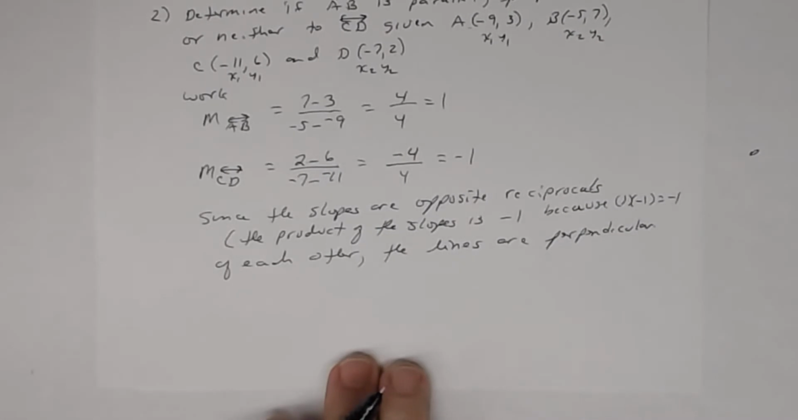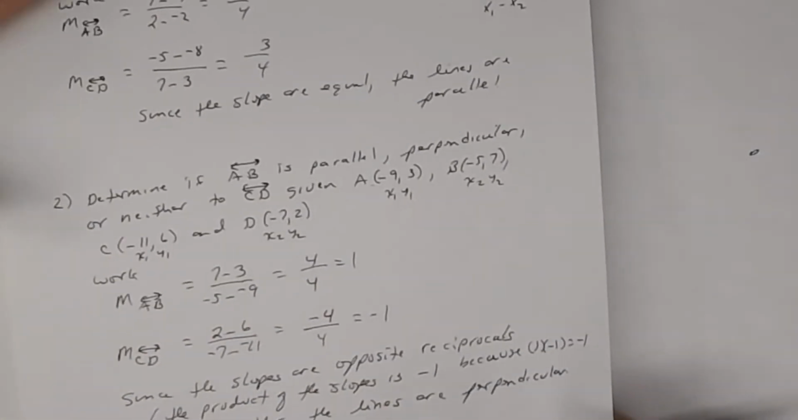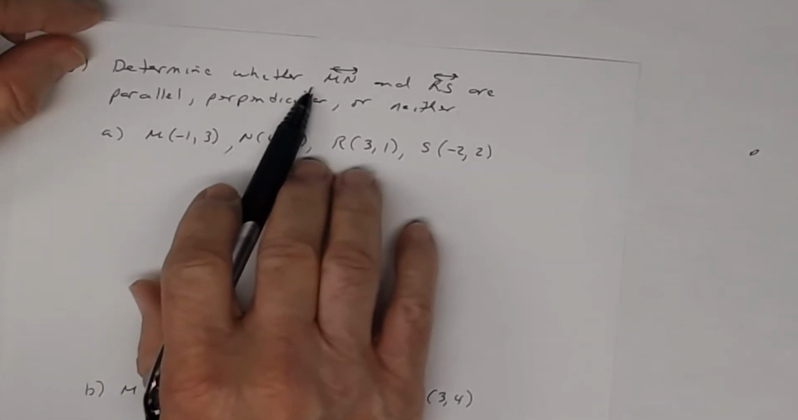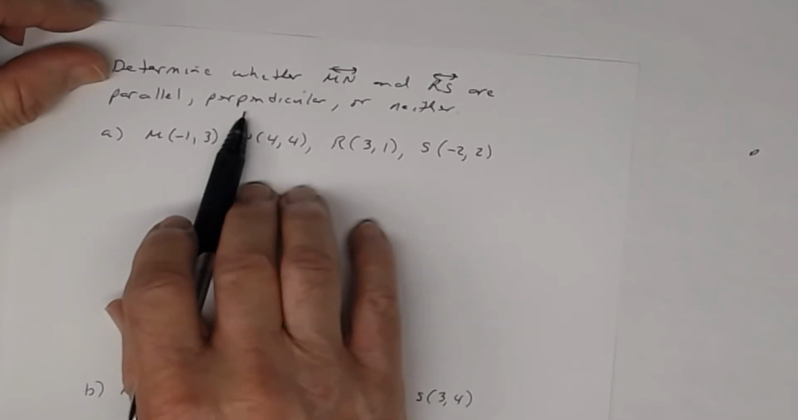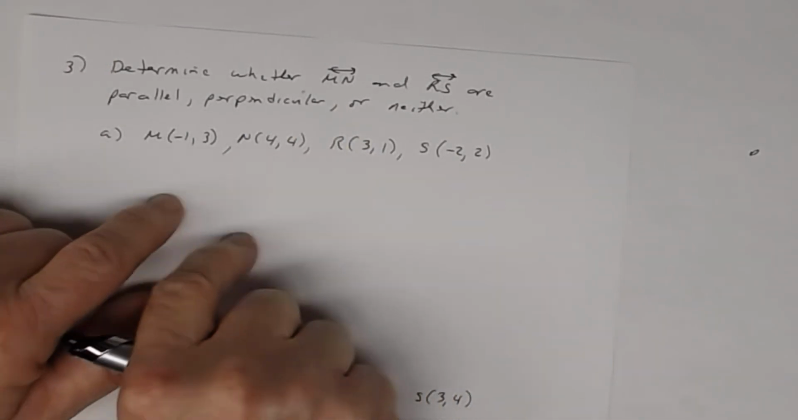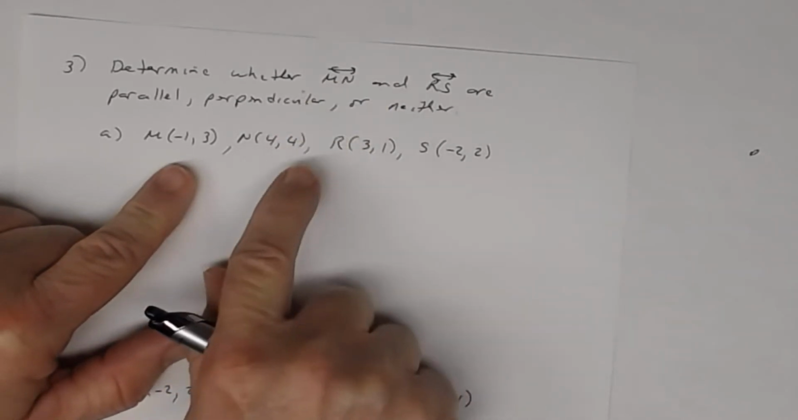All right, so that's number 2. Not difficult at all. In each of these cases, you're finding the slopes using the slope formula. Okay, number 3. You want to determine whether lines MN and RS are parallel, perpendicular, or neither. You're given 4 points. You have to make sure you're using the correct points on these lines.